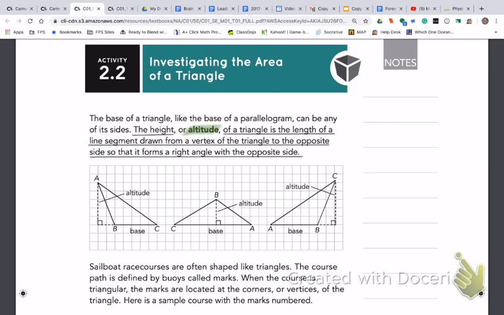Please turn to page 19, activity 2.2, investigating the area of a triangle. The base of a triangle, like the base of a parallelogram, can be any of its sides. The height or altitude of a triangle is the length of a line segment drawn from a vertex of the triangle to the opposite side so that it forms a right angle with the opposite side.